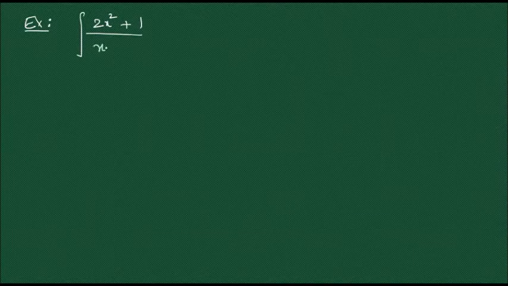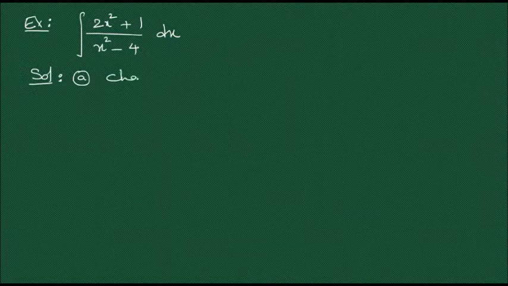One more example. Integration of 2x square plus 1 by x square minus 4 dx. So this problem is solved by changing the numerator. Keep in mind the point: change of numerator. Now what is the change I am doing for the numerator?